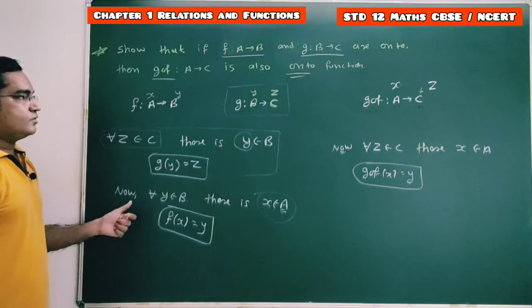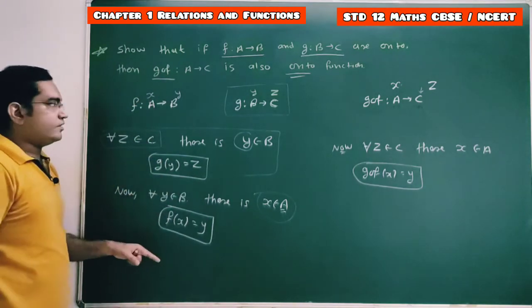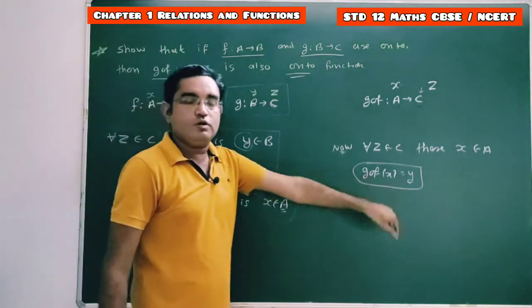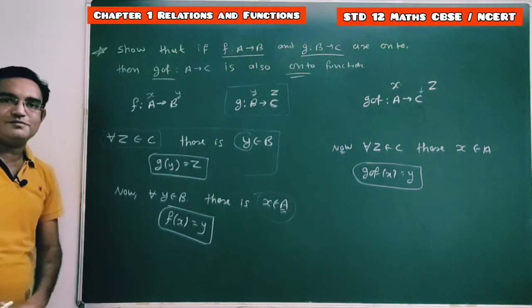Done. So this is how we can prove if functions f and g are onto functions, then the composite of these two functions GOF x is also an onto function. Clear students? So pause this video and note it down.